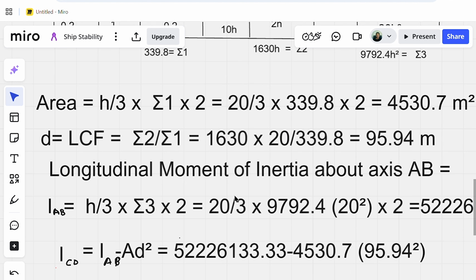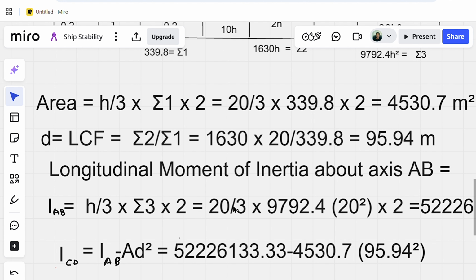Now we come to the last column, which was the moment of inertia column. Longitudinal moment of inertia about axis AB. So I is the symbol for moment of inertia, but this is the moment of inertia about the axis at the half perpendicular, which I call AB, because we took our levers from the axis at the half perpendicular. So moment of inertia again with Simpson rule number 1, h by 3, then summation 3, the last column, and multiply by 2, because we use half ordinates, so we want total moment of inertia.